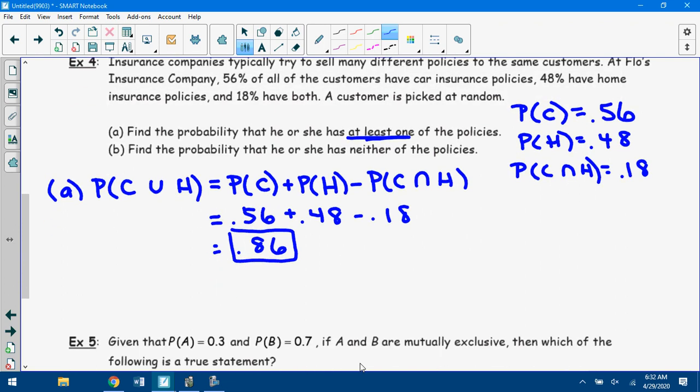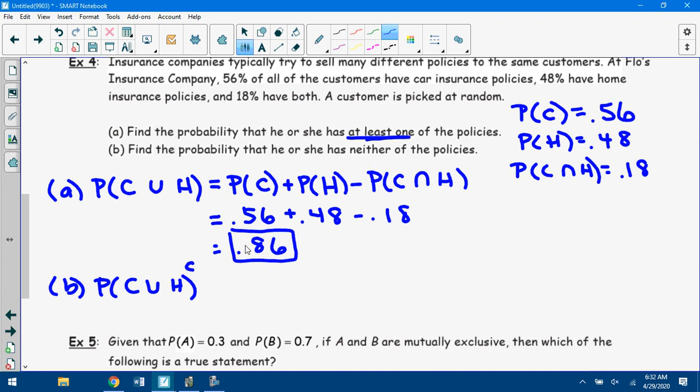Okay, part B. Find the probability that he or she has neither of these policies. So that's not car and not home. Or we could think of it as not what I just found. So this is having at least one, so the complement of that is having none of them.